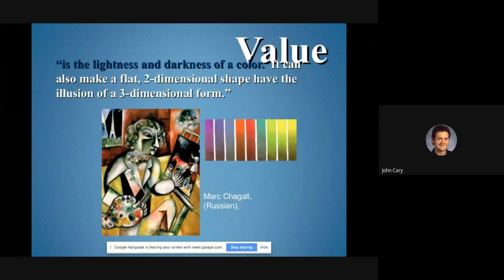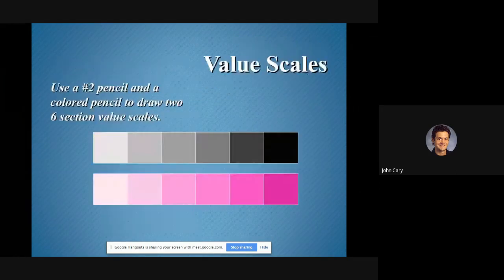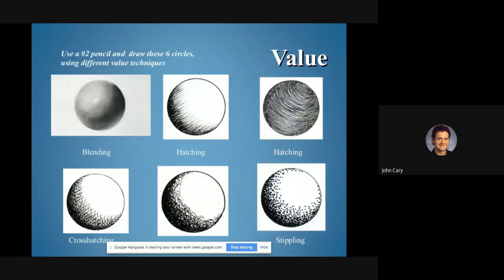I don't know. Value is the lightness or darkness of something. Color can have value. The hue can have a certain intensity to it. You can show value by blending the graphite on the paper, or you can use hatching lines, cross-hatching. Stippling is when you put a bunch of little dots.